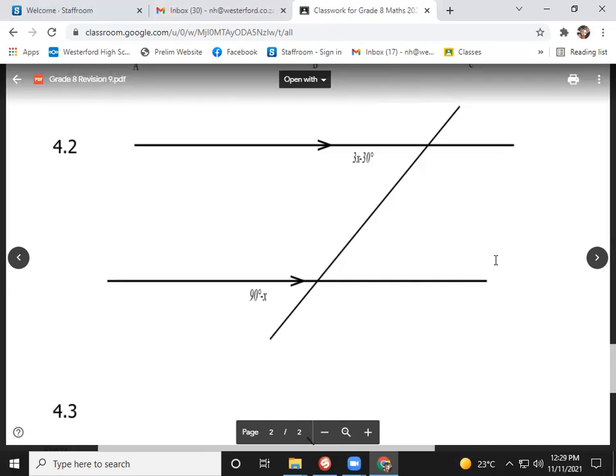All right, so yes, there are loads of F shapes, but they've given us this 3x minus 30, and they've given us this 90 minus x. Do we see that those 2 angles form an F shape with the parallel lines? What do we know about that, guys? If we have the F shape, corresponding angles, we have to know what they're called as well, right? Corresponding angles, parallel lines. What do we know about those angles? They're equal. So 3x minus 30 is equal to 90 minus x.